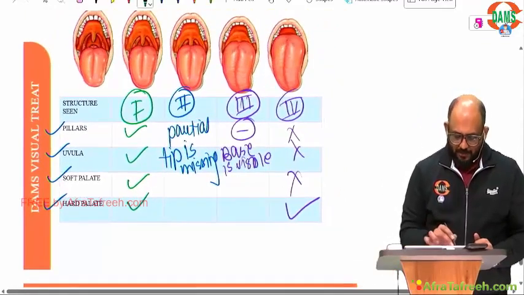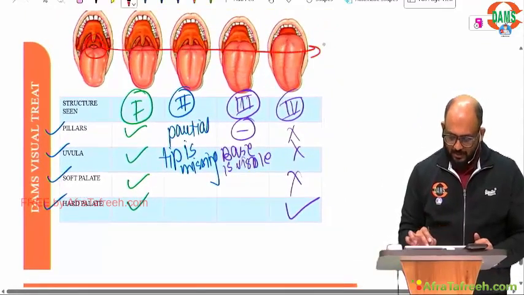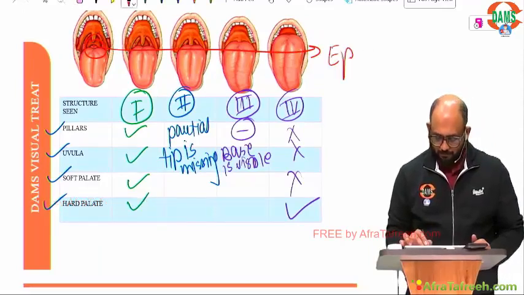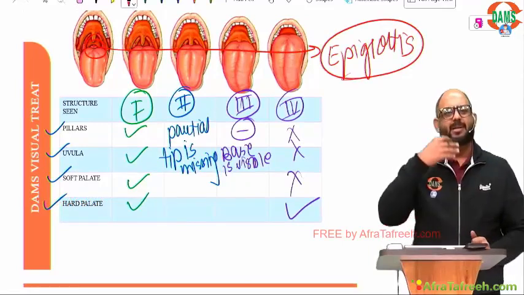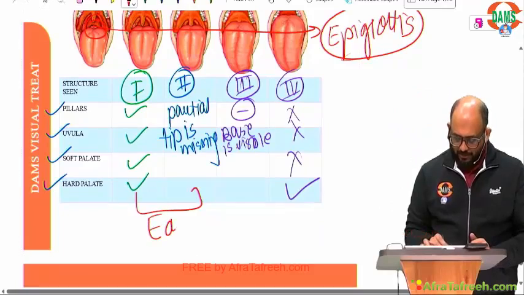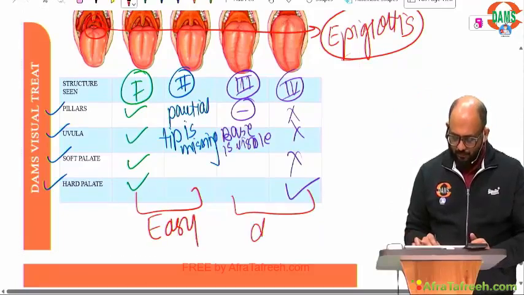When you have a specific condition where you can see the epiglottis on mouth opening, that is 0, but it is not a part of the original classification. 1 and 2 are potentially easy airways, 3 and 4 are difficult.